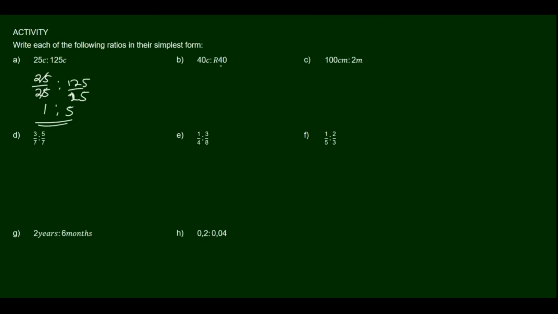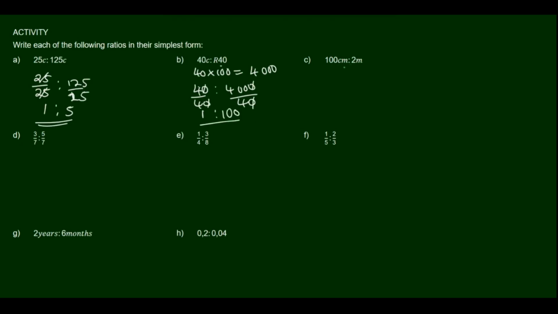40 cents to 40 rand, we have to convert 40 rand to cents. So it's 40 times 100, which is 4,000. So now this is 40 cents is to 4,000. We divide by 40, the highest common factor. Don't cancel across, these are ratios. So it becomes 1 is to 100.